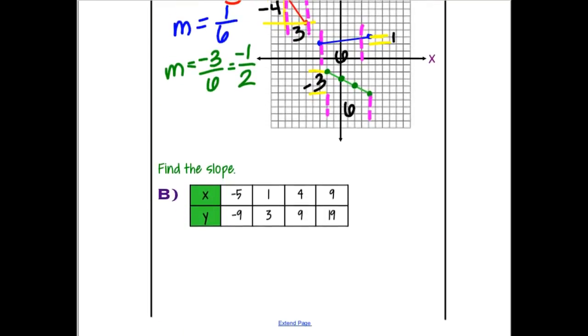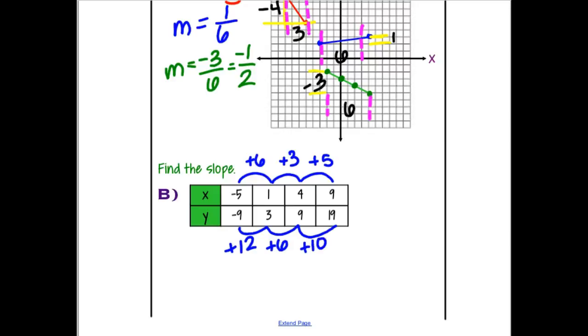Next, we want to go back to our good old finding the slope from a table. This we've actually already done. You just didn't realize it. So to do this, we want the change in x and the change in y. And here we go up, and this is where it gets confusing. From -5 to +1 is a change of +6. From 1 to 4 is +3, and 4 to 9 is +5. From -9 to +3 is up 12. From 3 to 9 is +6. And from 9 to 19 is +10.